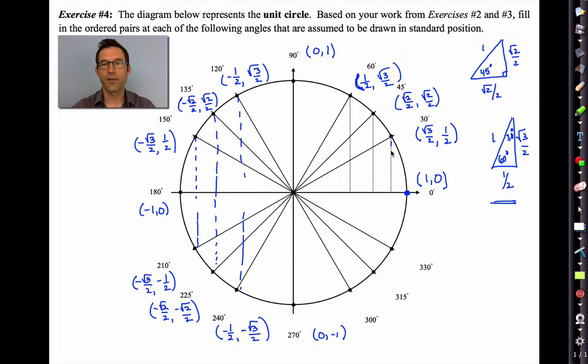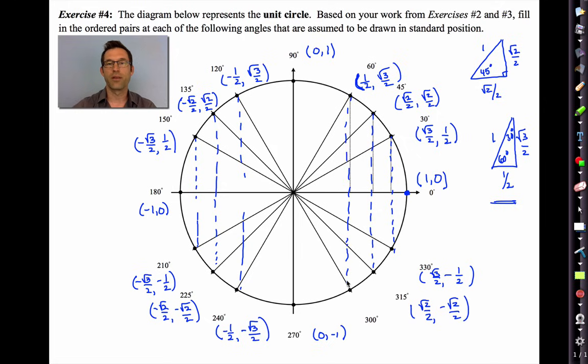I think I'll leave those lines on here because to get all these fourth quadrant angles, we can reflect the first quadrant angles in the x-axis, so that root 3 over 2, 1/2 would then become root 3 over 2 comma negative 1/2. This one will get reflected. 315 will be root 2 over 2 comma negative root 2 over 2. And when we reflect this, we would get 1/2 comma negative root 3 over 2.